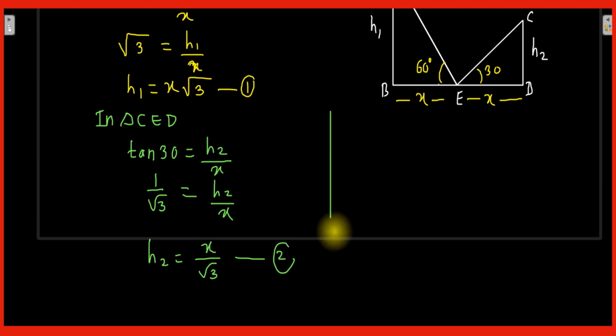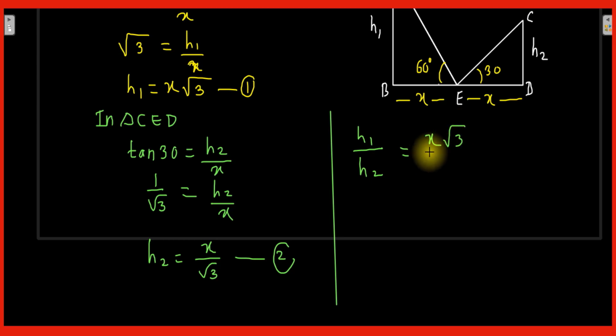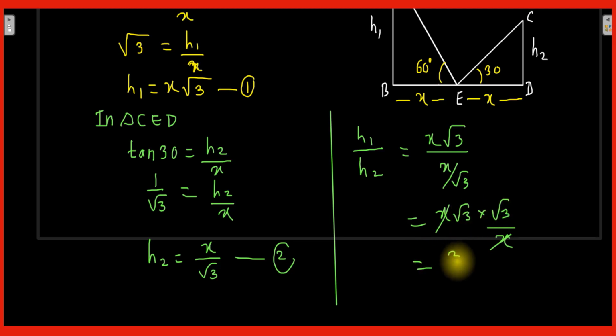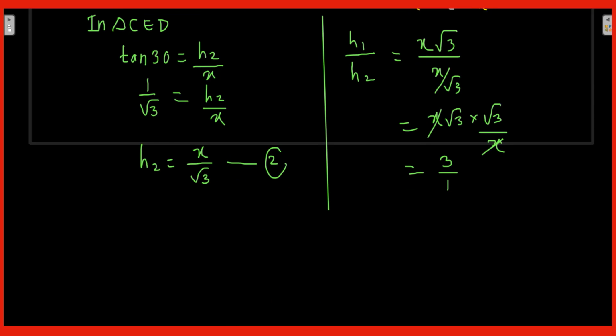Now I solve this further. Here we have to find the ratio of h1 upon h2. So we will take the ratio of equations 1 and 2. So h1 upon h2 is equal to x root 3 upon x upon root 3, which is equal to, taking the reciprocal and multiplying, x root 3 multiplied by root 3 upon x. Here x and x will get cancelled and it will be root 3 into root 3, that will be 3. So h1 upon h2 is equal to 3 upon 1, and therefore the required ratio is 3:1. You will write the answer: h1 is to h2 is equal to 3:1. Highlight this.